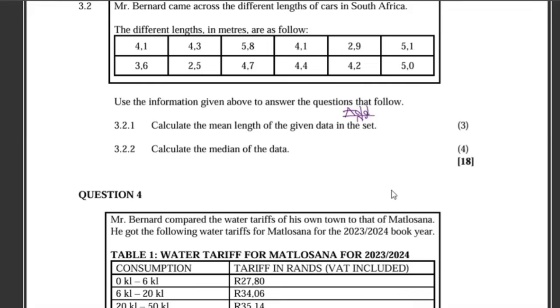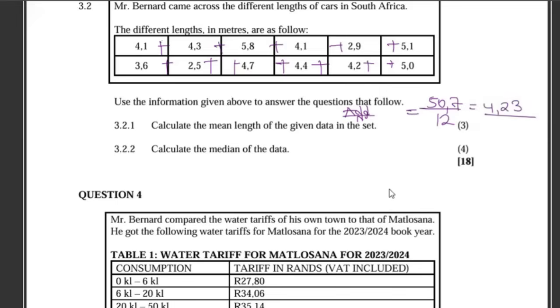So when you add all, how many are they? We have 1, 2, 3, 4, 5, 6. They are 12. So when you add up everything, please add everything up. When you add everything up, we get 50,7. But how many numbers are they? They are 12. So this brings us to 4.23 meters.